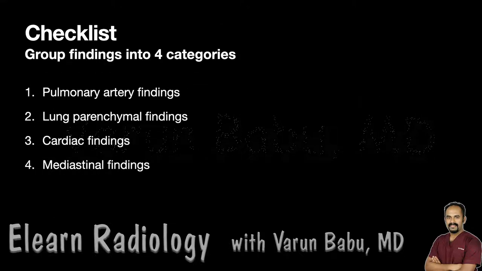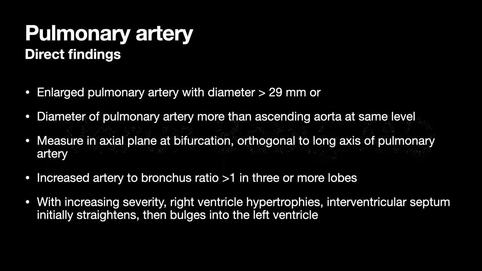When we are reporting a case of pulmonary hypertension, we can broadly divide the checklist into 4 categories: pulmonary arterial findings, lung parenchymal findings, cardiac, and then the mediastinal findings. Let's have a look at the findings in the pulmonary artery. A diameter of 29 millimeters or more is suggestive of pulmonary arterial hypertension. Another way to look at it is to look at the diameter of the pulmonary artery if it is more than the ascending aorta at the same level.